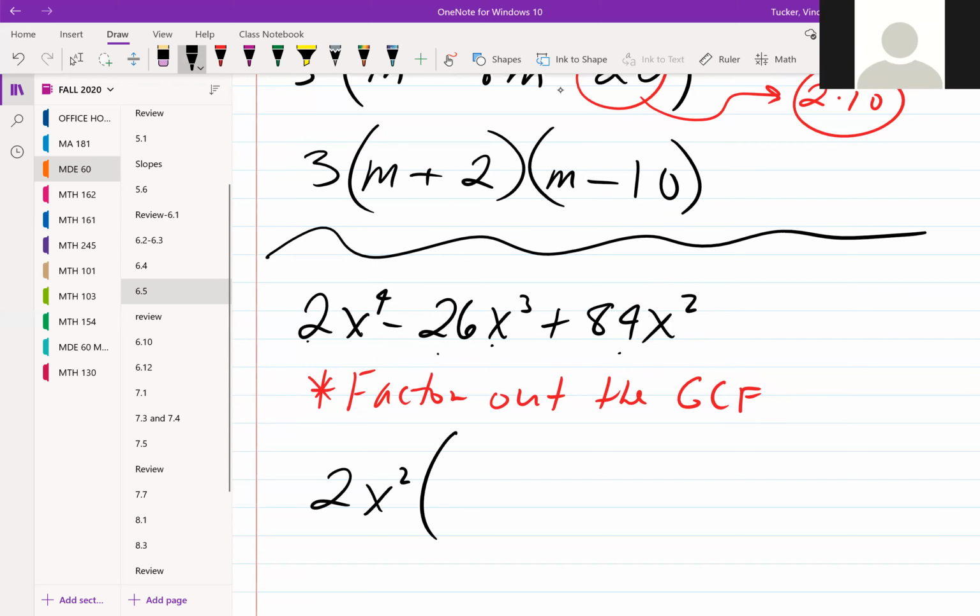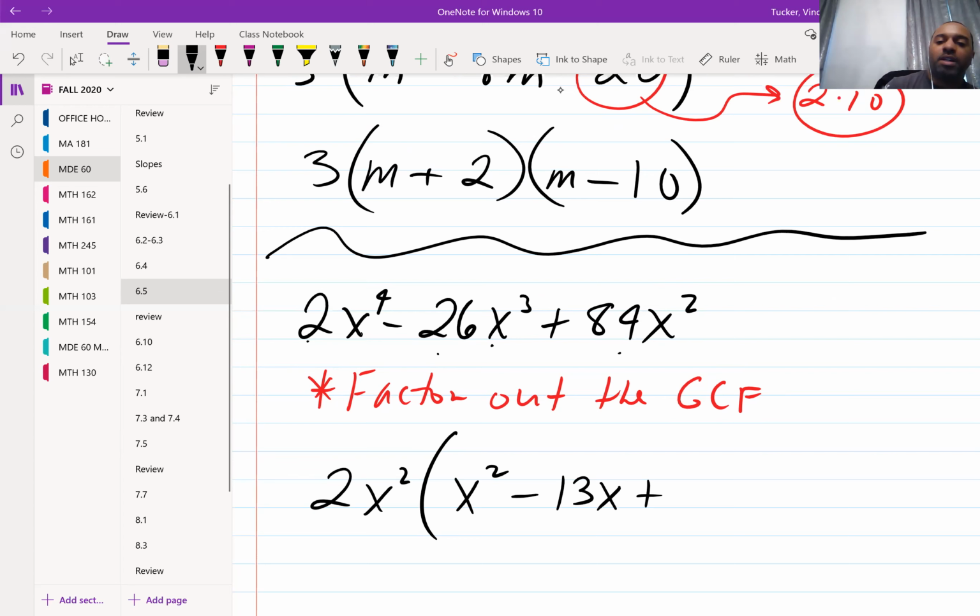Let's get there. So here we're going to be left with x squared, and then you said that's 13x, and then the next one's going to be 42. You got it, sir.